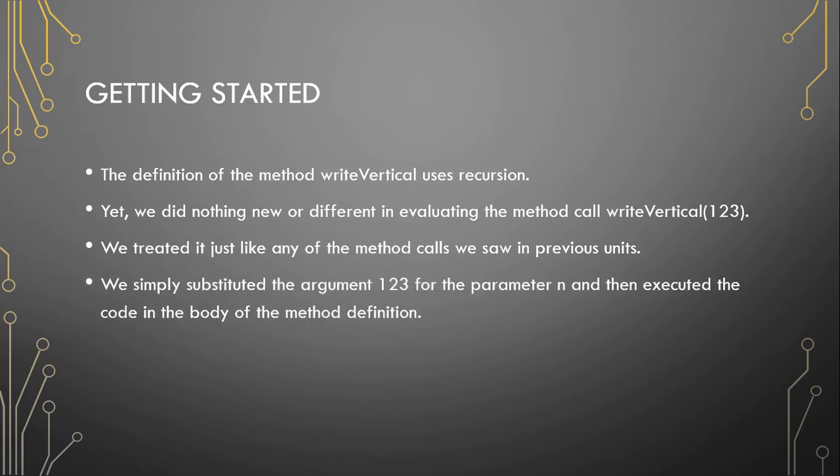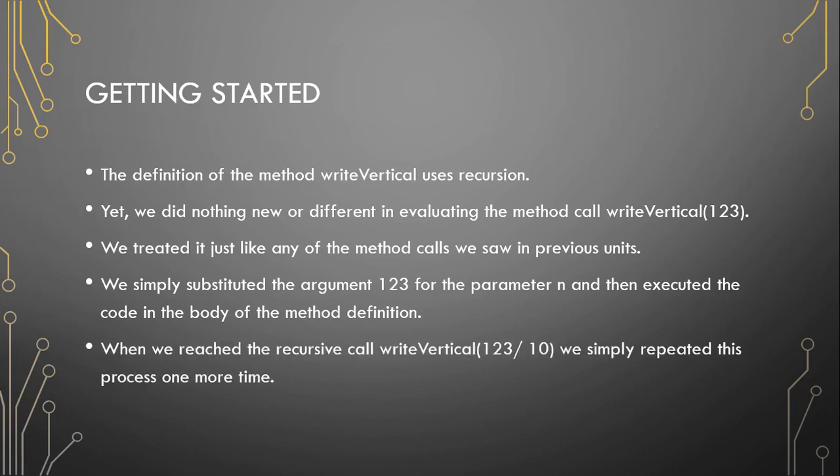We simply substituted the argument 1, 2, 3 for the parameter n and then executed the code in the body of the method definition. When we reached the recursive call, right vertical 1, 2, 3 divide by 10, we simply repeated this process one more time.